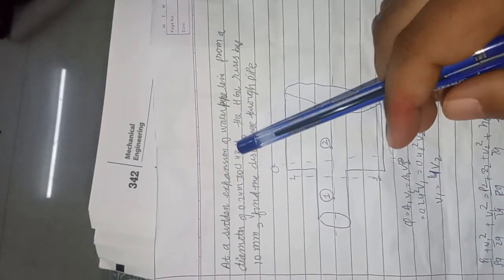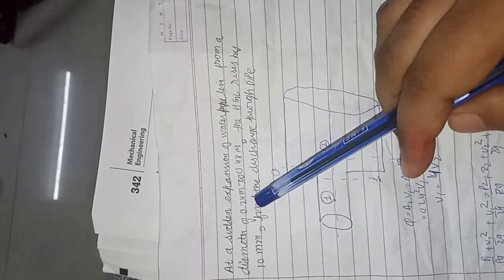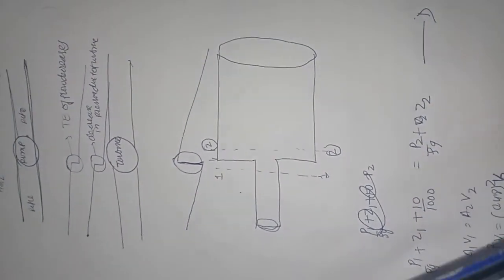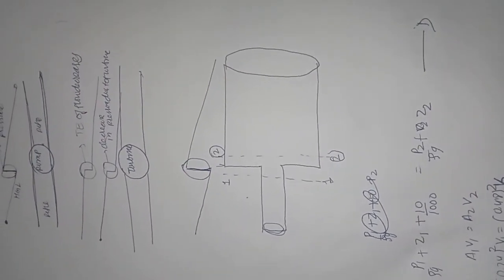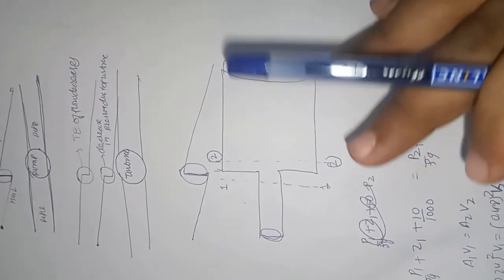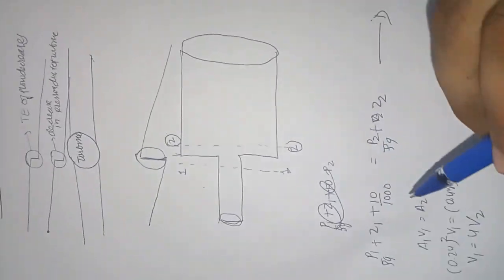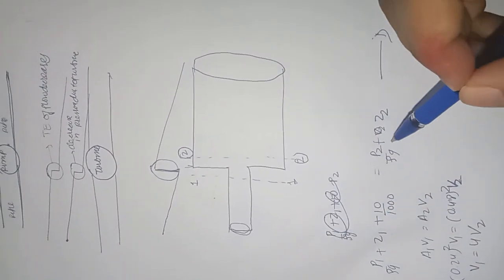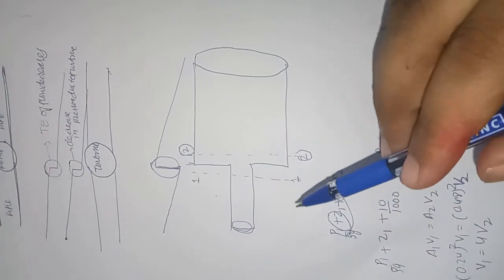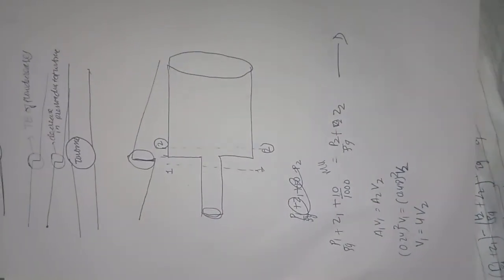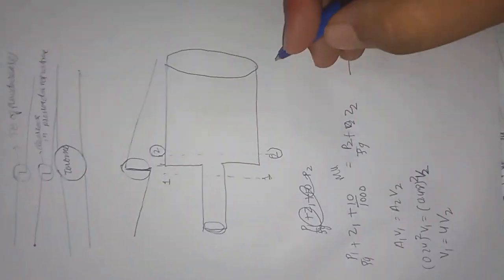At a sudden expansion of a water pipe from diameter 0.24 to 0.48, the hydraulic gradient line rises by 10 mm. Find the discharge through the pipe. So this is the case. It is said that the variation of the hydraulic gradient line is 10 mm from 1 to 2. The hydraulic gradient at 1 is P1 by rho g plus Z1, and at 2 it is P2 by rho g plus Z2. A 10 mm difference means 10 by 1000, since we have to write it in meters. So this is the first equation.